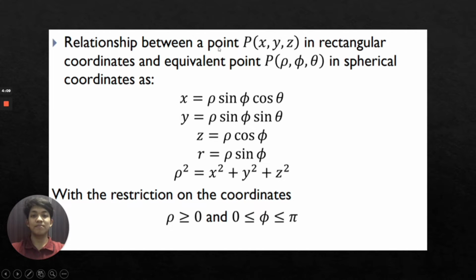For the relationship between a point P(x, y, z) in rectangular coordinates and the equivalent point (rho, phi, theta) in spherical coordinates: x equals rho sin phi cos theta, y equals rho sin phi sin theta, z equals rho cos phi, r equals rho sin phi, and rho squared equals x squared plus y squared plus z squared, with the restriction on the coordinates that rho is larger than or equal to 0 and the value of phi is from 0 to pi.